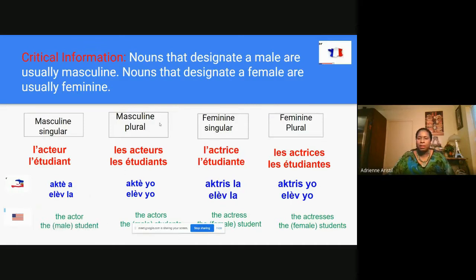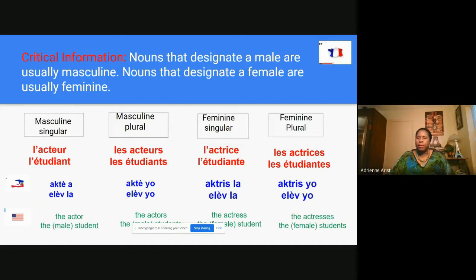For masculine plural, when you're talking about male actors, you will say les acteurs. And for male students, you will say les étudiants. And in Haitian Creole, acteur yo, élève yo.